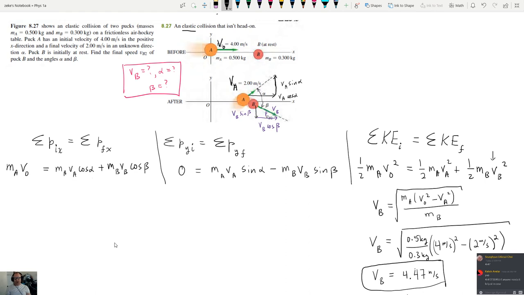Okay, now we just need to solve for the other two things. Now that we know VB, it's not enough to solve... Because we can plug in VB here, but we'd still have two unknowns. So... Okay, so if we, let's see if I can say this without actually doing it. Maybe I need to do it to actually show it. If we plug VB into this equation right here, right? So we stick VB in there. We're still going to have two unknowns, and one is going to be sine alpha and one's going to be sine beta, right?